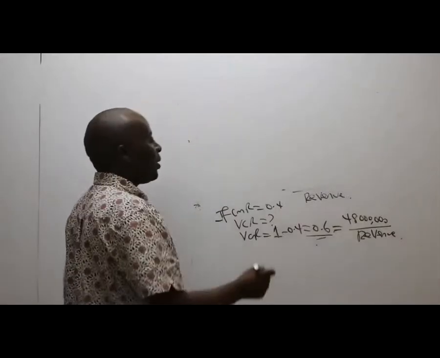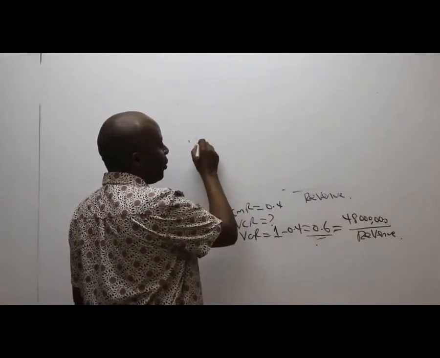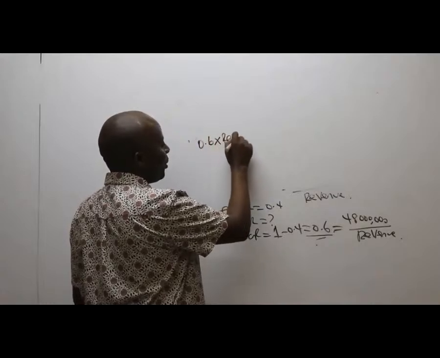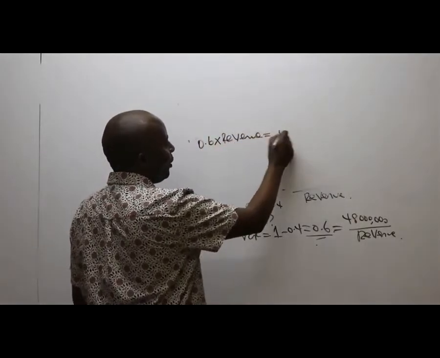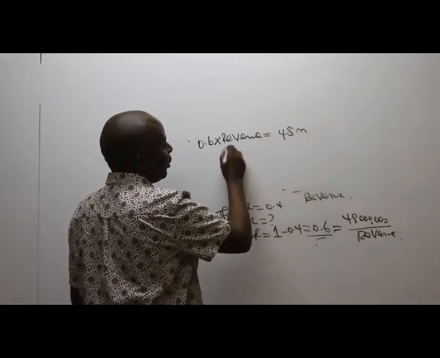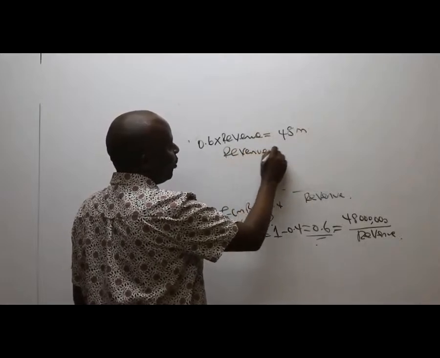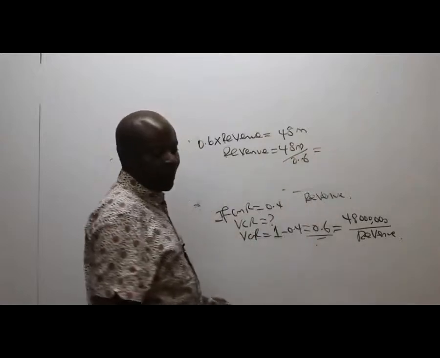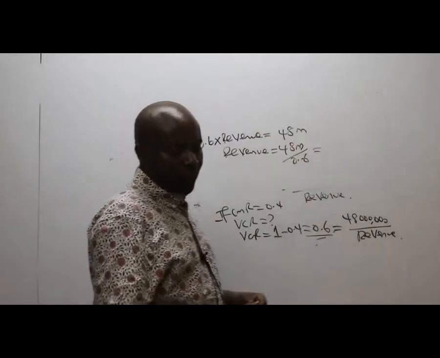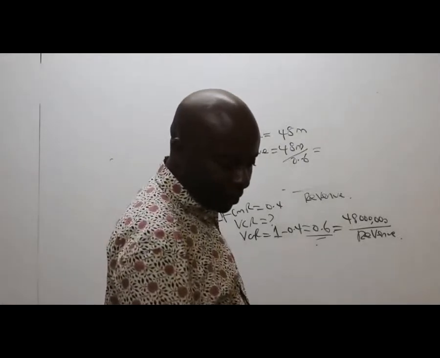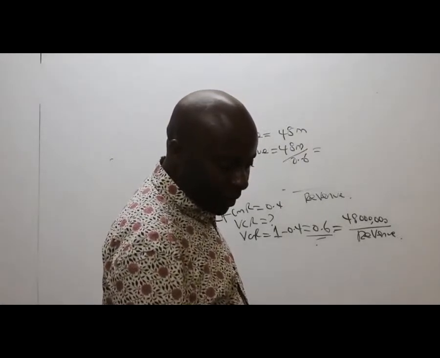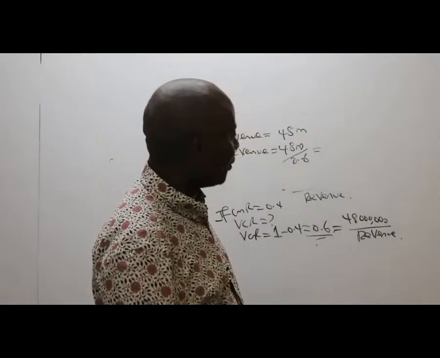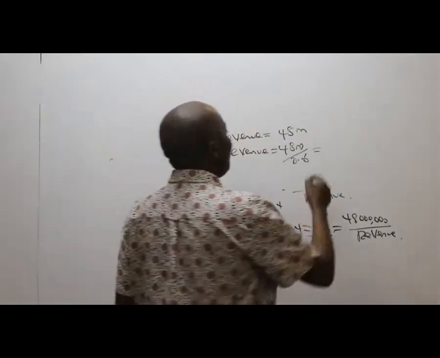So what do we have here, somebody? We have 0.6 revenue equals 48 million. So revenue will be 48 million divided by 0.6, which gives us 80 million, as somebody has already told us.